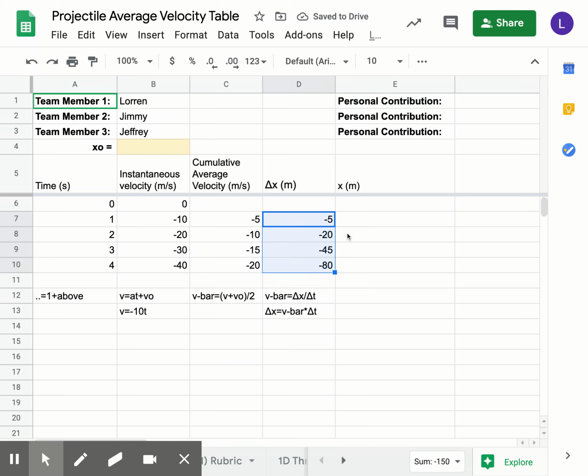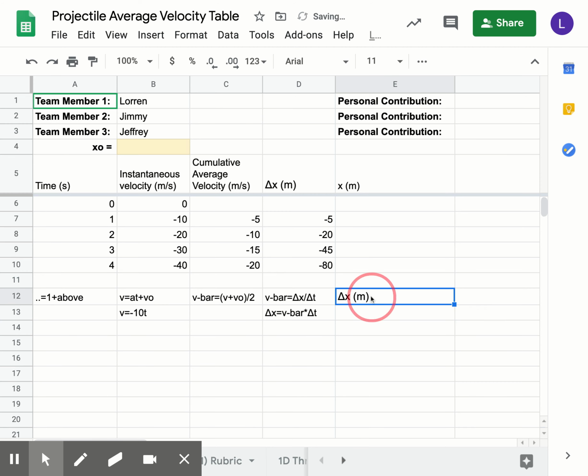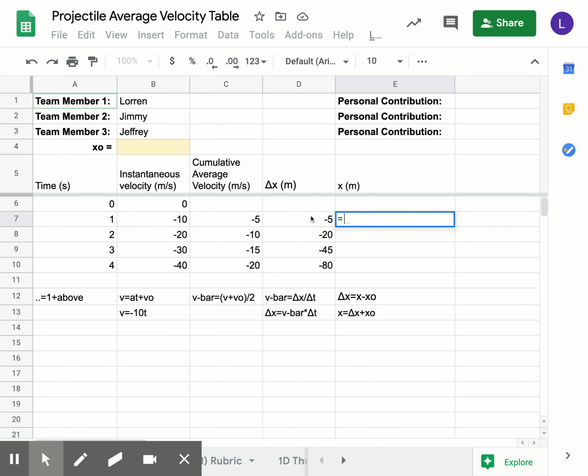That's correct. Now the next column, the position, is related to the displacement. Because the displacement, delta x, is defined as final position minus the initial position, x minus x0. So x then is equal to displacement plus the initial position. All we have to do is add in the initial position. So the position is equal to the change in position plus the initial position, which is located up here.